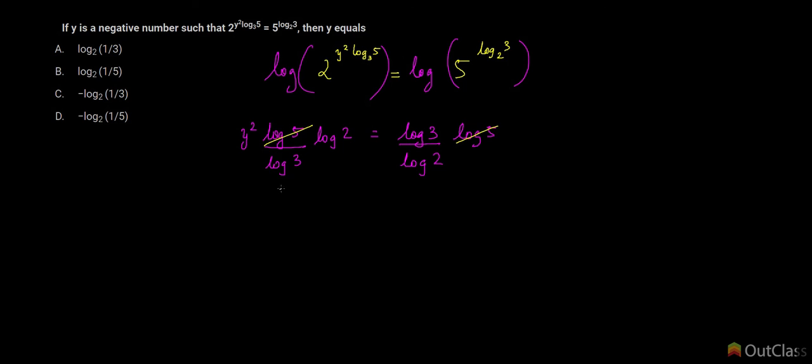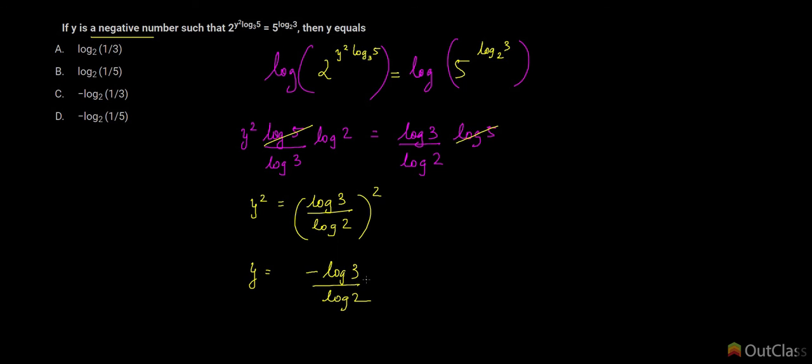Then what you need to do is you cross multiply log 3 and the log 2. So y square is log 3 into log 3 by log 2 into log 2. Now you know that log 3 by log 2 is a positive value, but we want y to be negative. It's given y is a negative number. Y is minus log 3 by log 2.